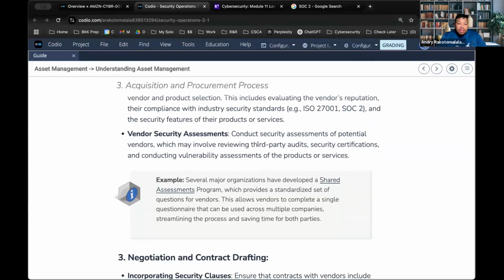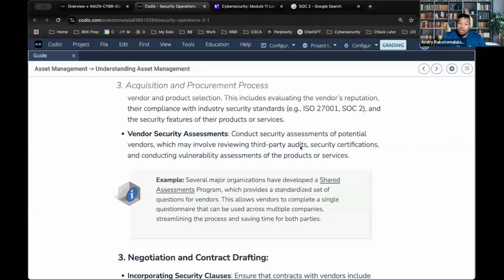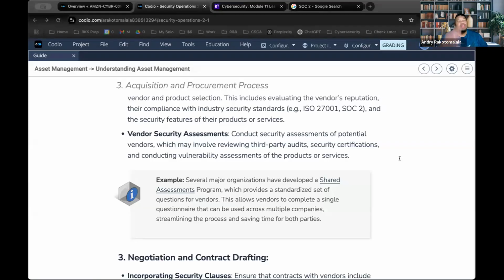And then there's vendor security assessment. Now, the vendor security assessment is essentially where we look at all the different reviews posted by other companies. We ask for testimonials. We look to see if there are any third-party audits that were done, any security certifications, and then we do a vulnerability assessment. Now, the vulnerability assessment typically will ask the vendor, when was the last time you did a pen test? When was the last time you did a vulnerability assessment? And then they tell us, or they give us a third party's report of their vulnerability assessment.